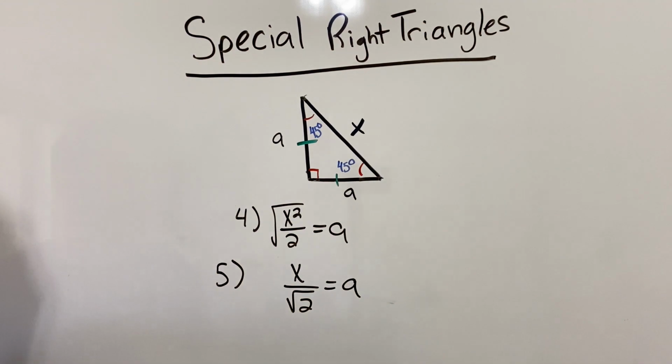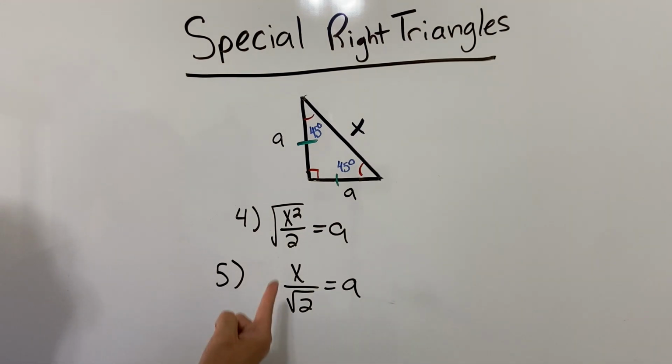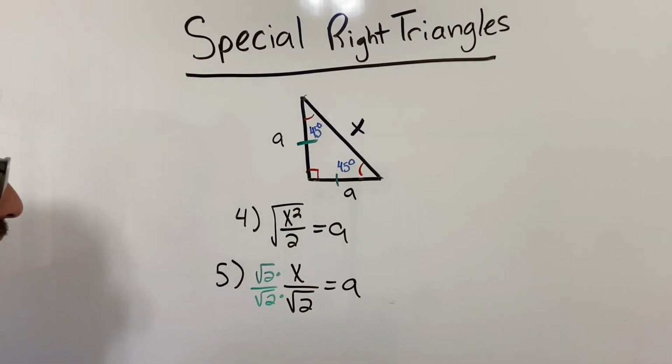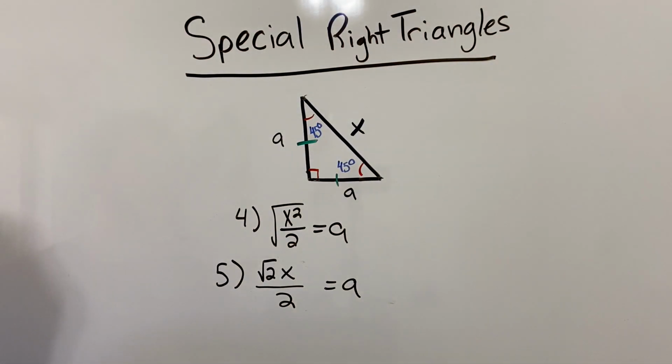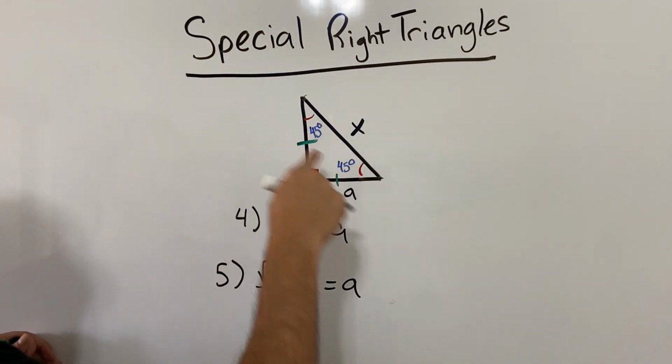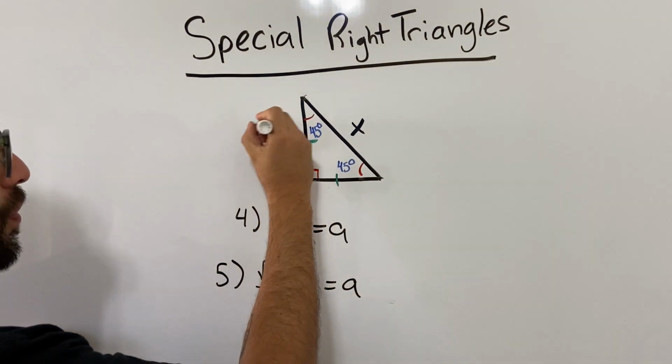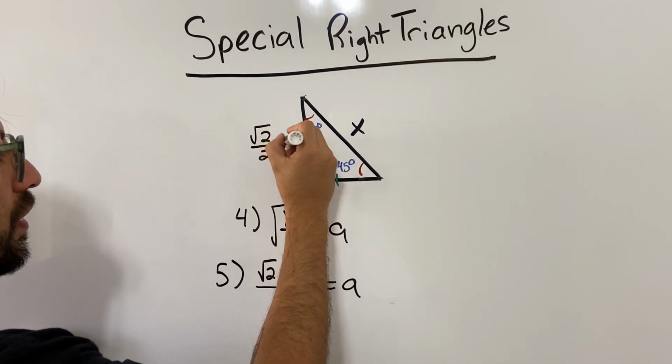Now, as a convention, we don't like to have the radical on the bottom, so we're going to do a quick trick to get rid of that. We're going to multiply root 2 in the numerator and the denominator, and that gives us root 2x over 2. Now we know what these two sides are. They're both root 2 over 2x.